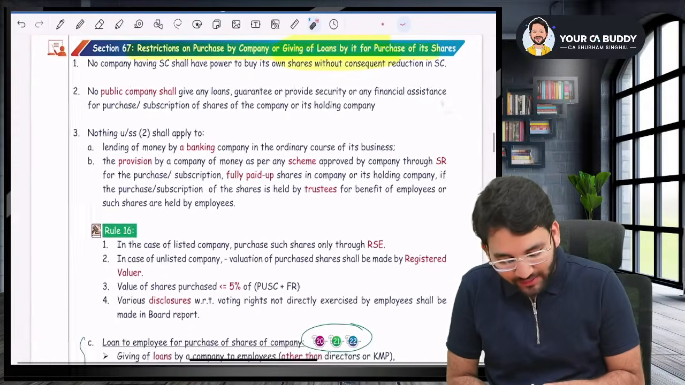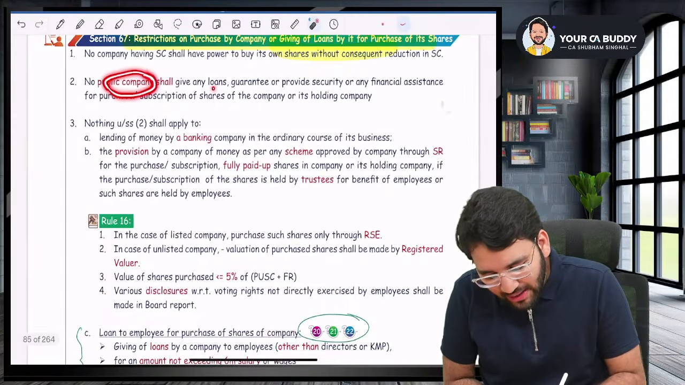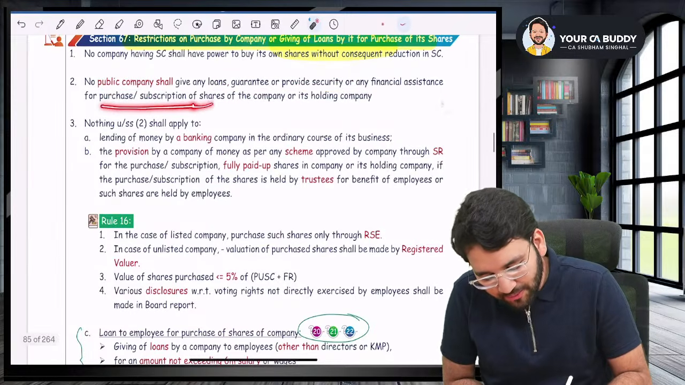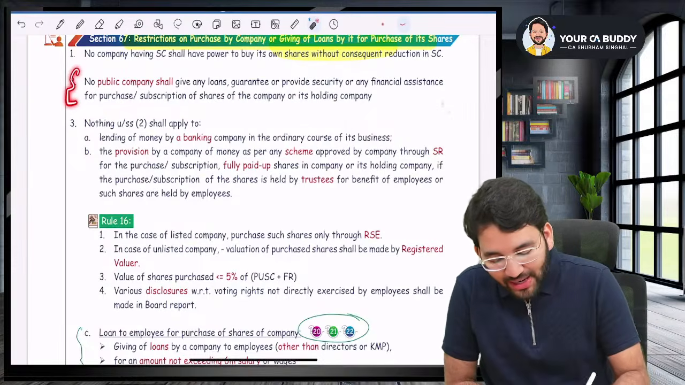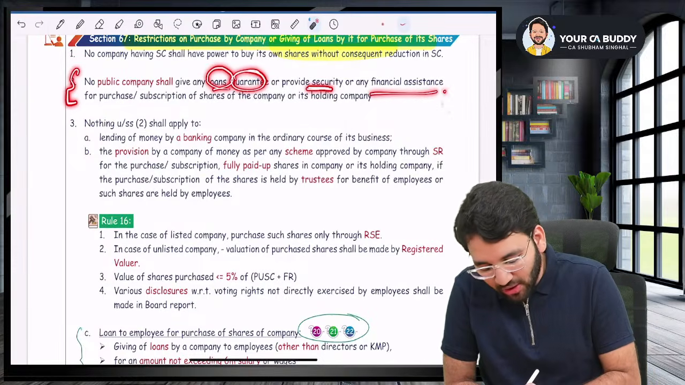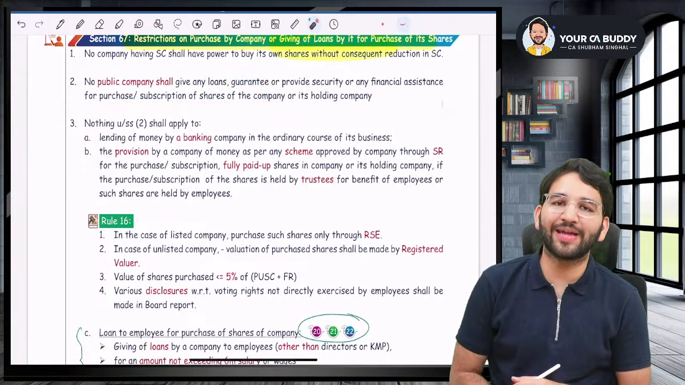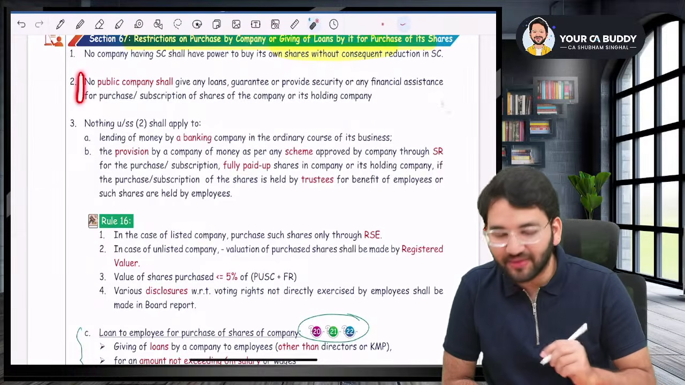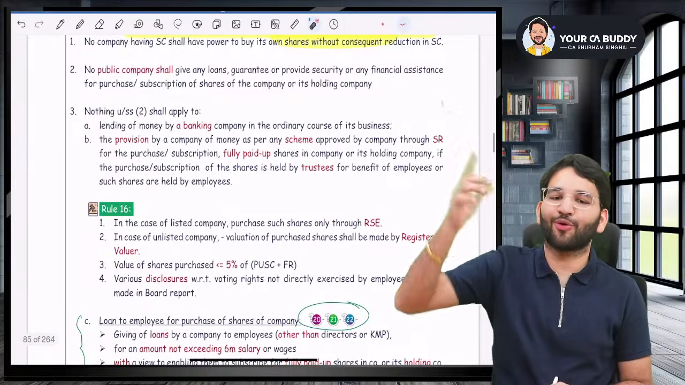The basic rule is that no company shall give a loan, guarantee, security or any financial assistance for the purchase or subscription of shares of the company or its holding company. Basically, no public company can give these things for its own shares. You cannot give money for purchase of your own shares.